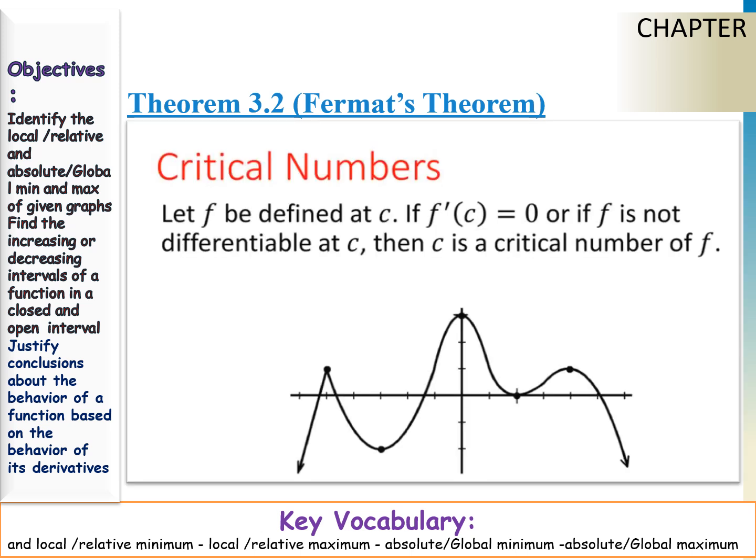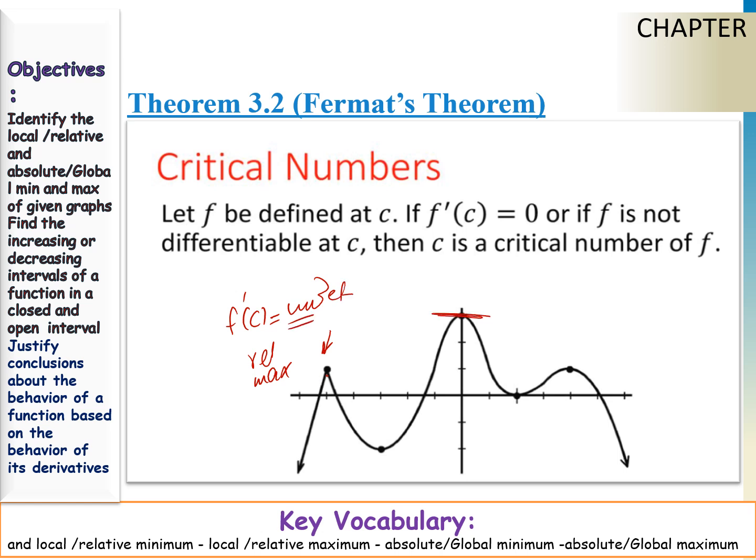Now, critical numbers again: where the derivative is equal to 0 or undefined. Look at this. This is the sharp turn. So it is a relative maximum, a peak, right? And here at the sharp turn the derivative is undefined, but it is a critical number.